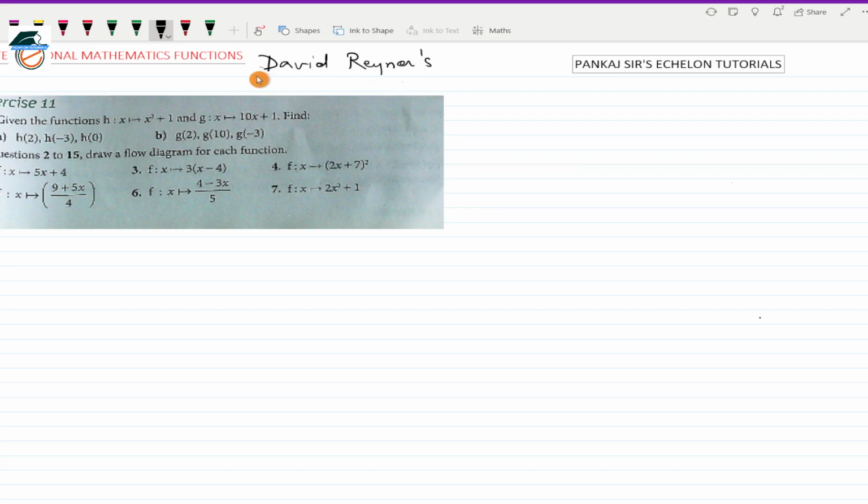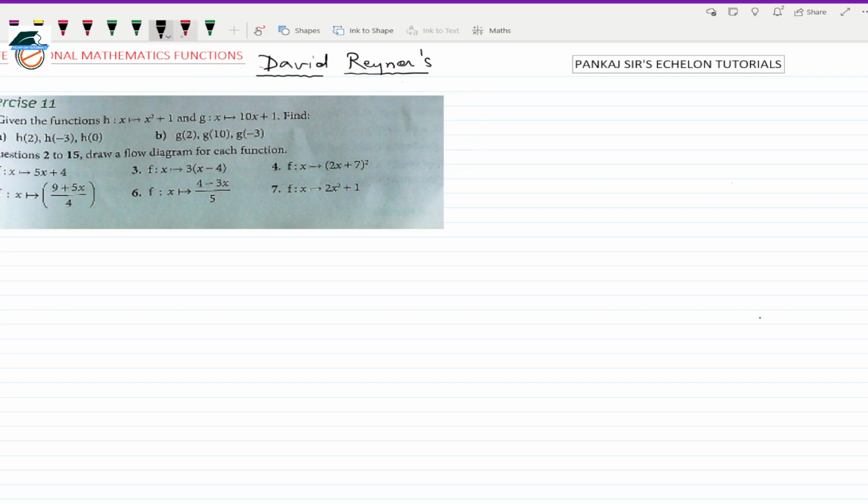So David Reyner is the book that I'm going to follow for today, and we are going to do a chapter called functions. This is for international mathematics students from IGCSE, right? There's an exercise 11 in this chapter called functions that we are going to start with. So let us get started.